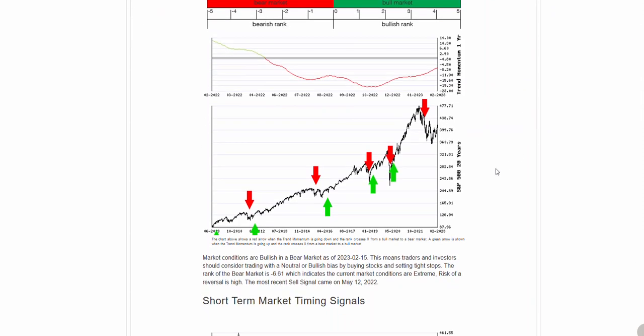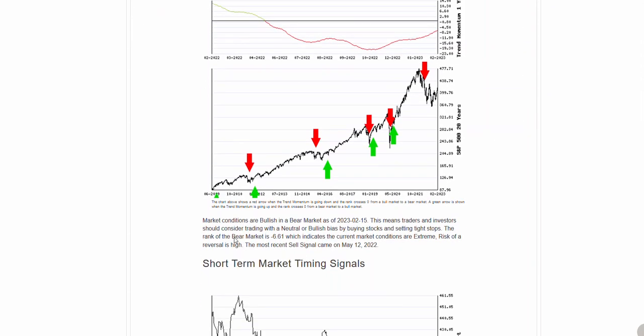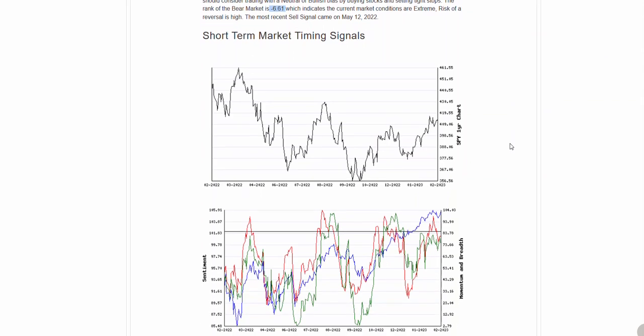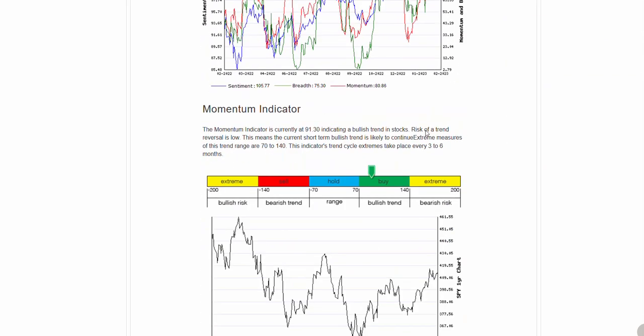The current market conditions: bullish in a bear market. We're at that negative 6.6, so continuing to trend a little bit higher here. We're seeing a nice buy on the dip scenario, which we've been talking about for the last few days. We're seeing the overall profile of the trend still bullish here.